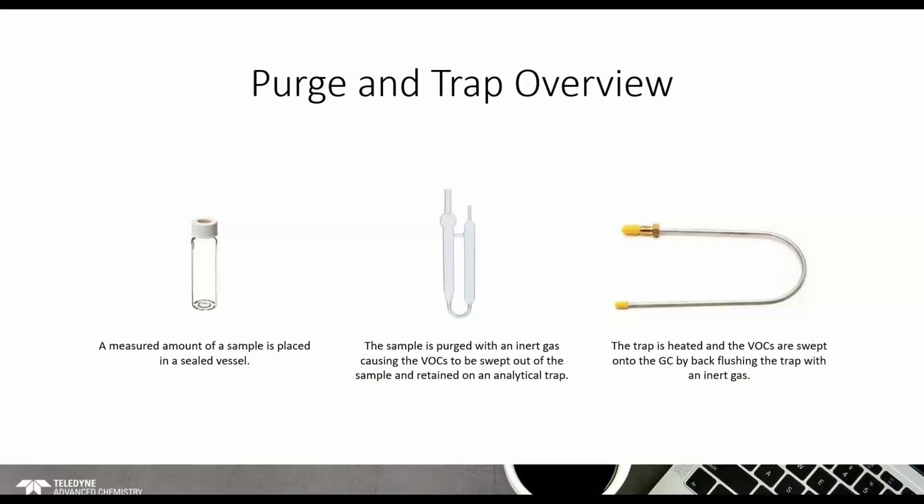Then, upon desorb, the trap is heated and the VOCs are swept to the GC by backflushing the trap with the GC carrier gas into the column. The GC column then separates the concentrated compounds as they are carried to the mass spec detector for analysis, thus making the Purge and Trap an excellent and efficient sample introduction technique for EPA Method 524.